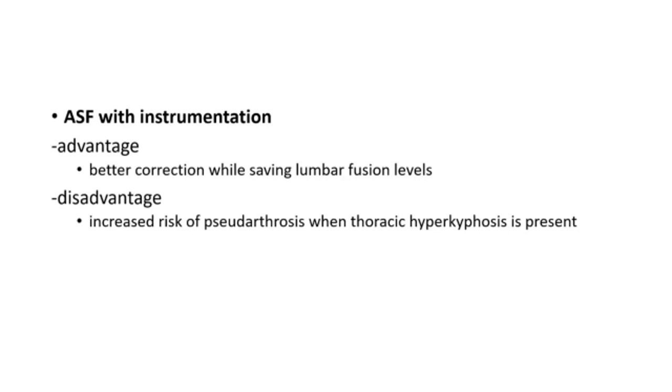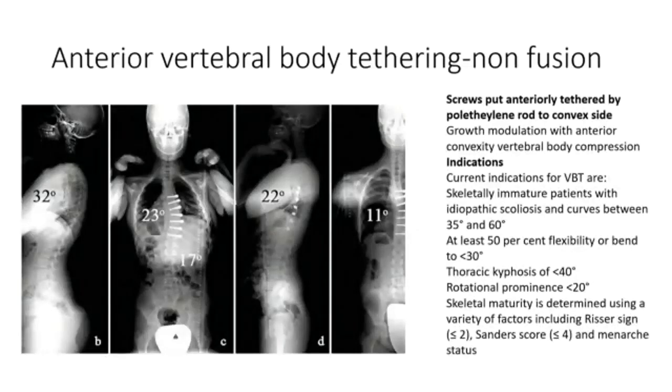We have anterior spinal fusion and instrumentation. It gives better correction, saving more segments from fusion, but increases the risk of pseudoarthrosis and the possibility of increased thoracic hyperkyphosis. And there is a technique that's gaining popularity now, which is tethering the convex side, putting the screws like this. These are anterior screws because when you have this anterior approach, either transpleural or retropleural, you put these screws from side to side to the vertebral body, and then they put a polyethylene tube that connects these screws together, and then compress this convex side. So it's a kind of growth modulation with the convex side vertebral body compression, and then wait for skeletal maturity, and then remove your implants.